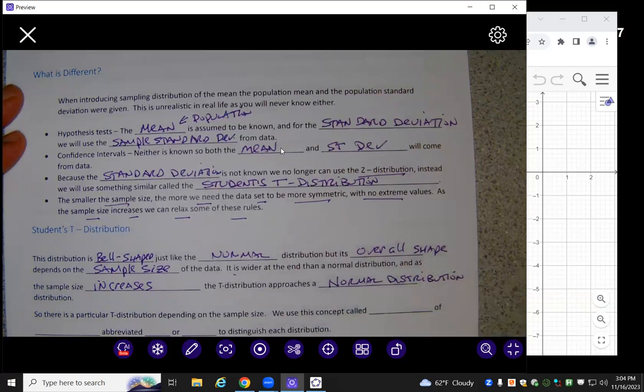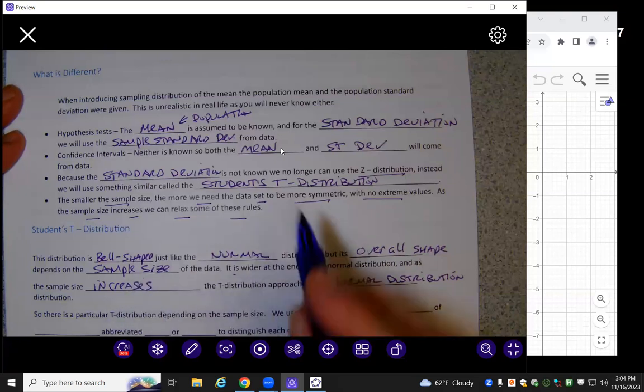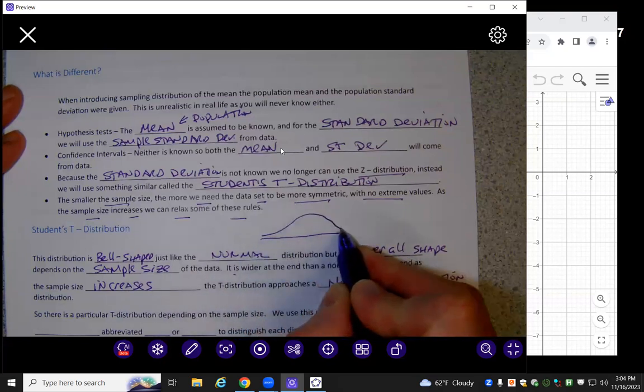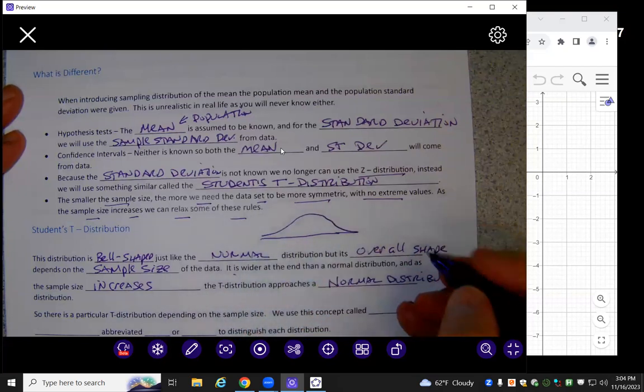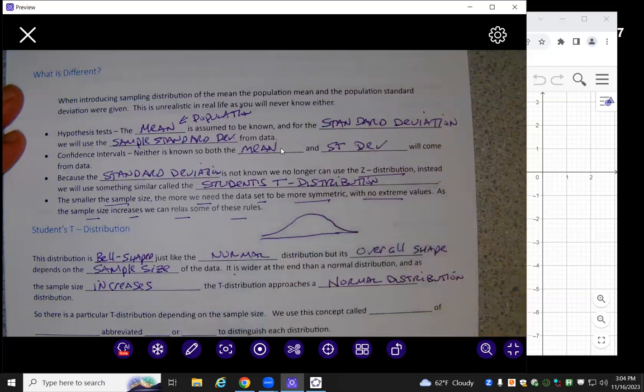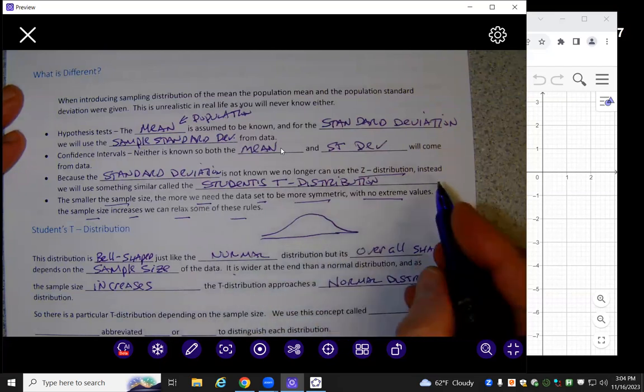So that's something different here. There's not going to be one curve for the t distribution. It is based on sample size. The shape looks like a normal bell-shaped curve, but what's the difference then? It's going to be wider at the ends. And why is that the case?